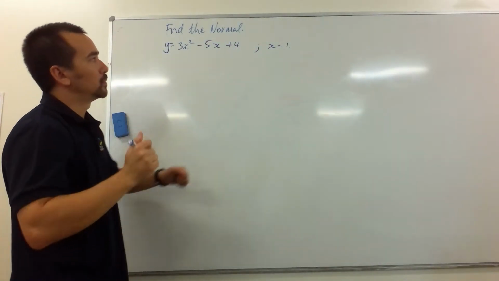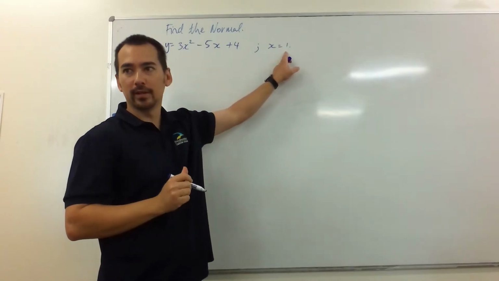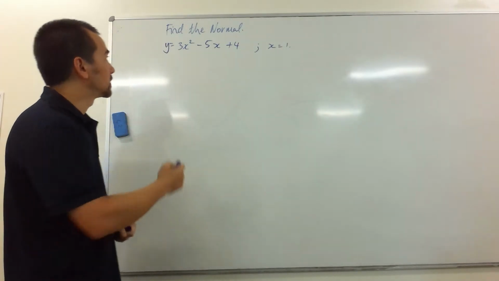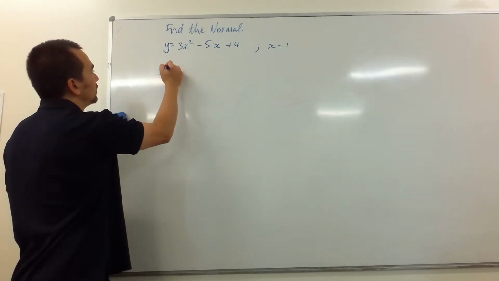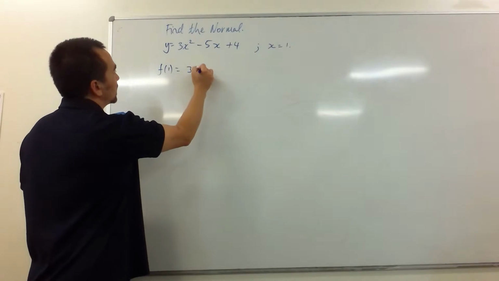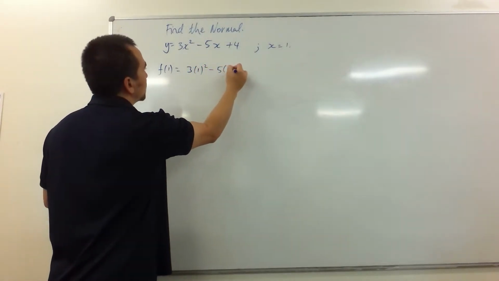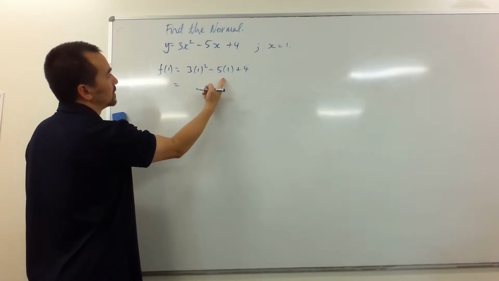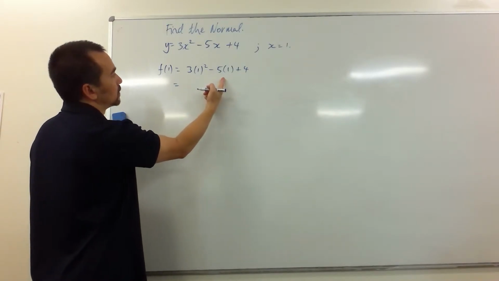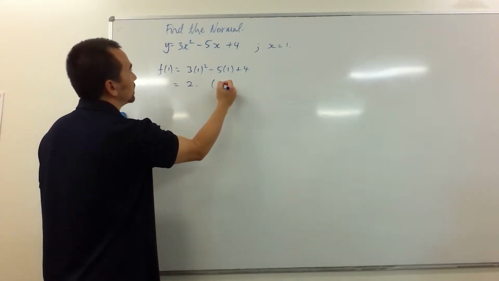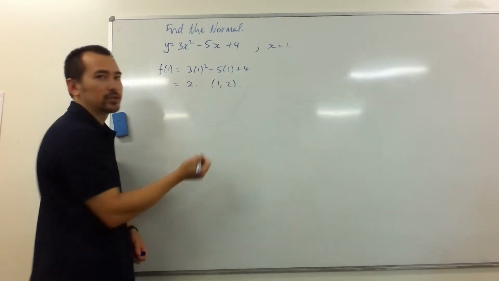Okay, we need to know the coordinate. So we know x is equal to 1, but we don't know the y value. So let's do that first. The function for when x equals 1 would be 3 times 1 squared minus 5 times 1 plus 4. 3, take away 5 is negative 2. Negative 2 plus 4 is 2. So our coordinate is (1, 2).